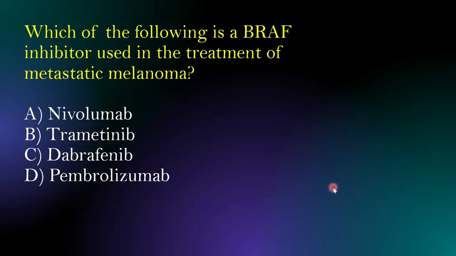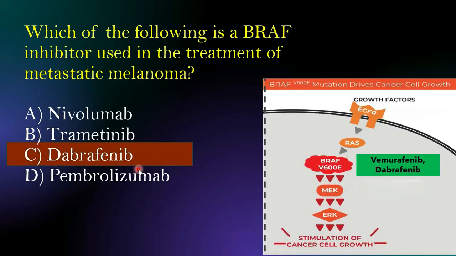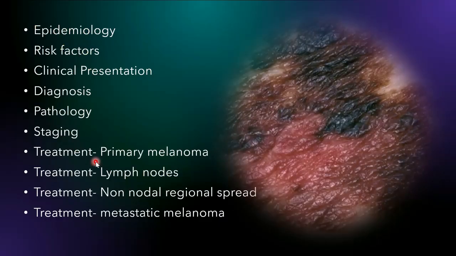Which of the following is a BRAF inhibitor used in the treatment of metastatic melanoma? Nivolumab, trametinib, dabrafenib, pembrolizumab. So where is BRAF? It is in here, dabrafenib. The answer is vemurafenib and dabrafenib, which cause blockade at the level of BRAF. So dabrafenib, BRAF is here. Dabrafenib is the answer.